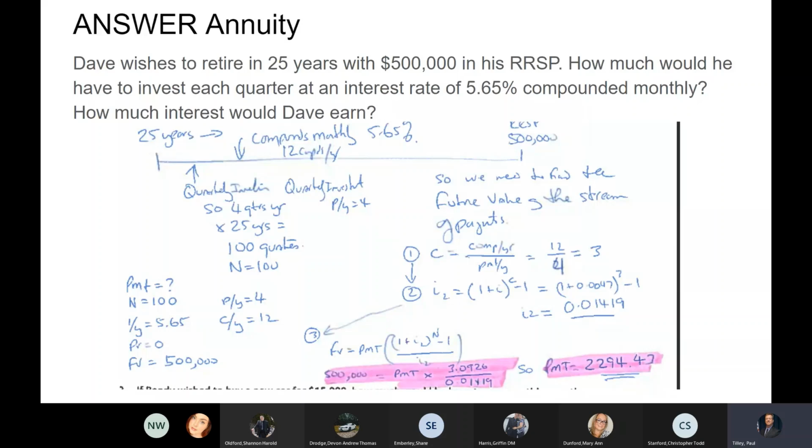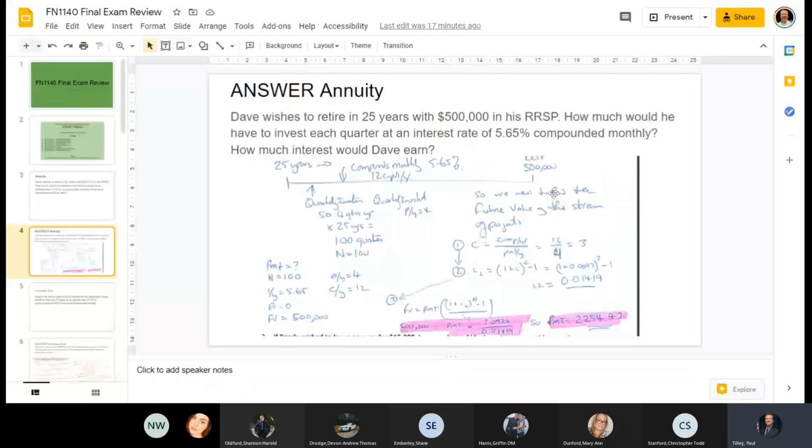So that's how much Dave would have to invest per month in that. Okay, that's the first thing. The other thing that's asked is how much interest will Dave earn? Well, I haven't included that. I should have, but let me just make a little space here and I'll include it.